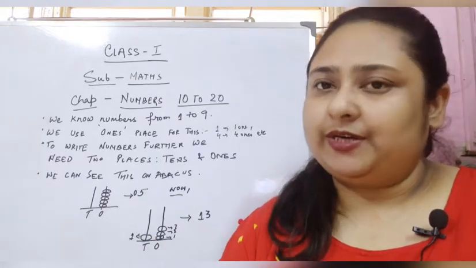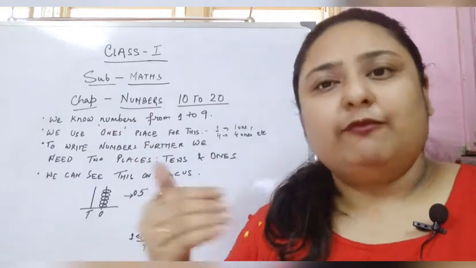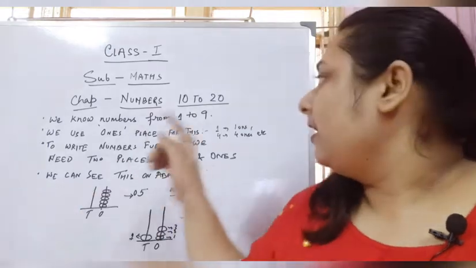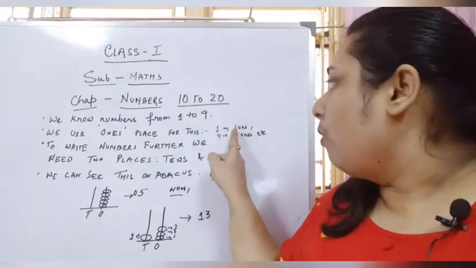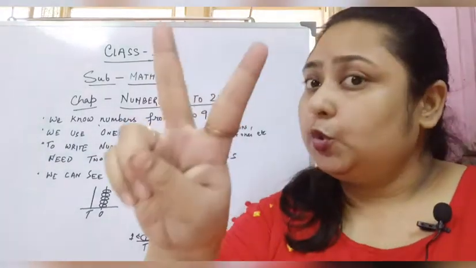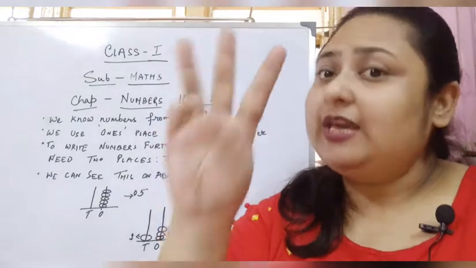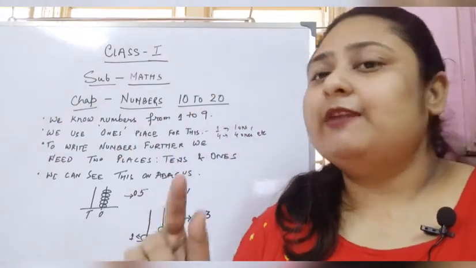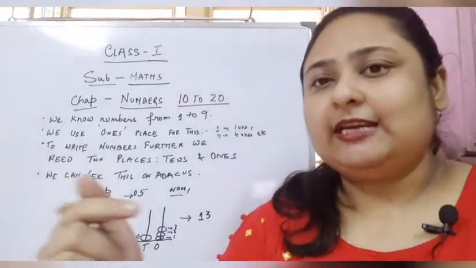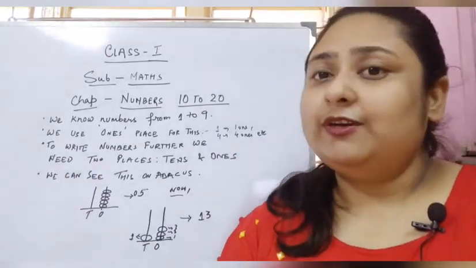For example, children, if we write 1, 2, 3, 4, 5 until 9, we say, if it is 1, we say 1 one. If it is 2, we say 2 ones. If it is 3, we say 3 ones. Similarly, if it is 4, we say 4 ones, etc. till 9. Then children, what we will do further?